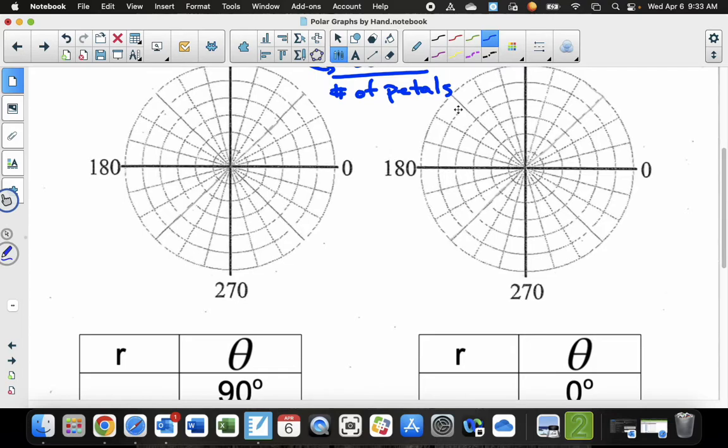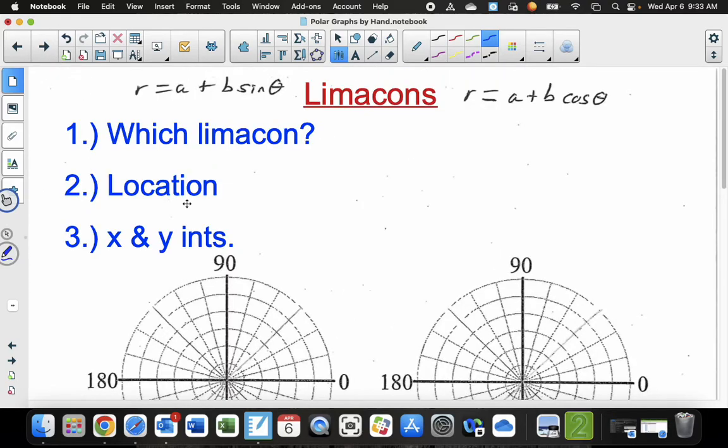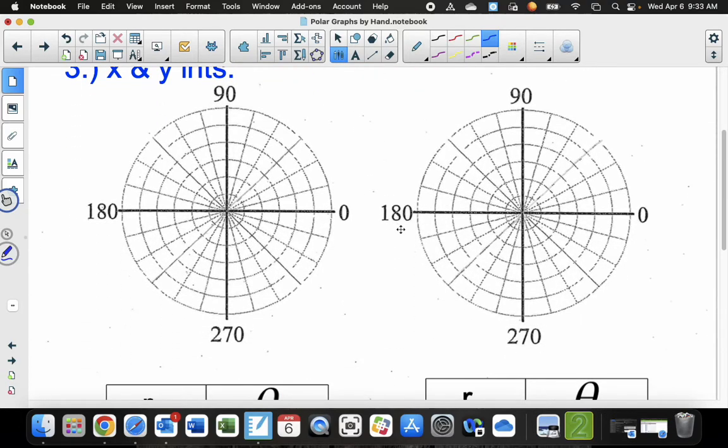Okay, let's go to the last one. The limacons. Okay, limacons. So again, we talked about this process. Here's basically what you need. You need to know, to begin with, just based on the equation, which limacon you are dealing with. Then again, location. Just like I talked about with circles, are we on the positive x, the positive y, the negative x, the negative y? Where is the limacon located? And it could be any one of the four.